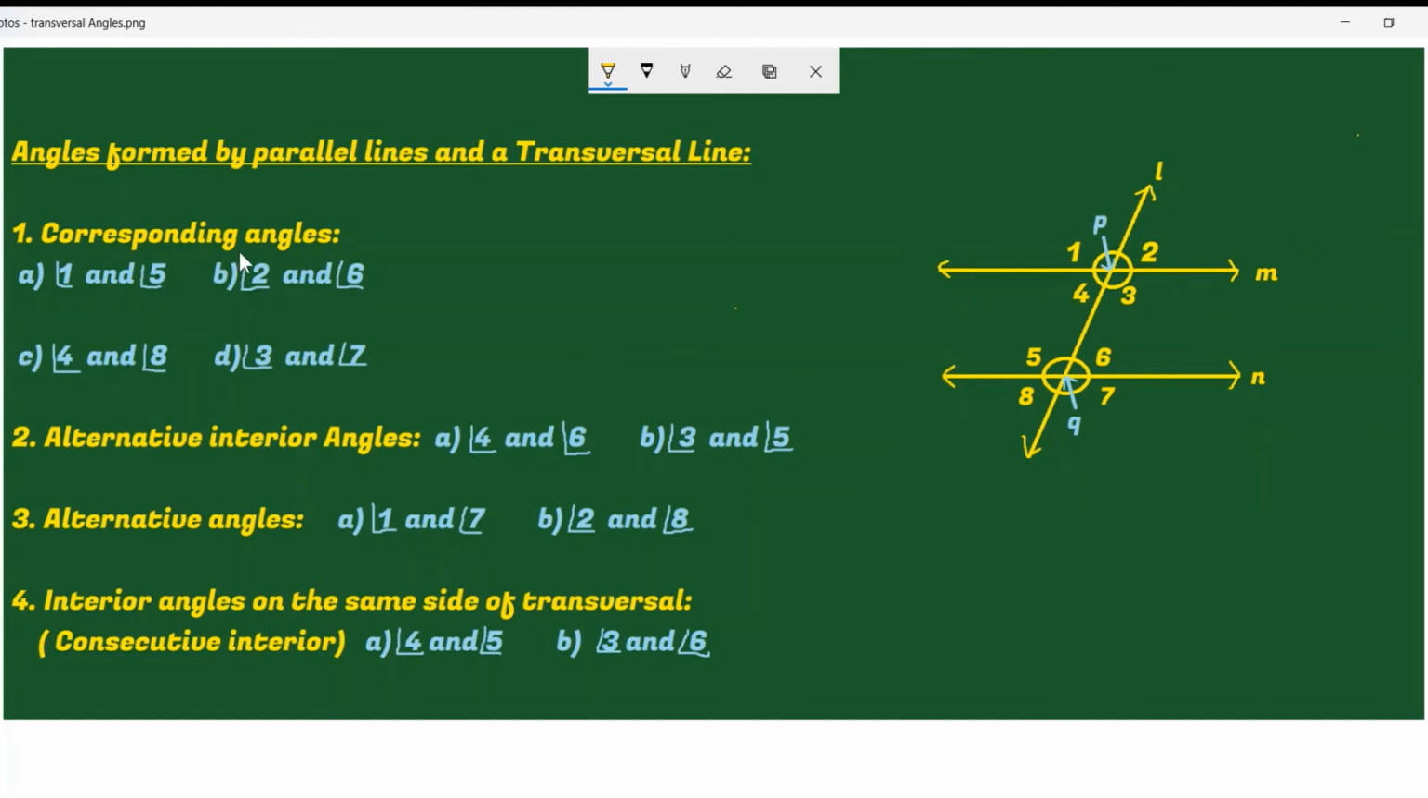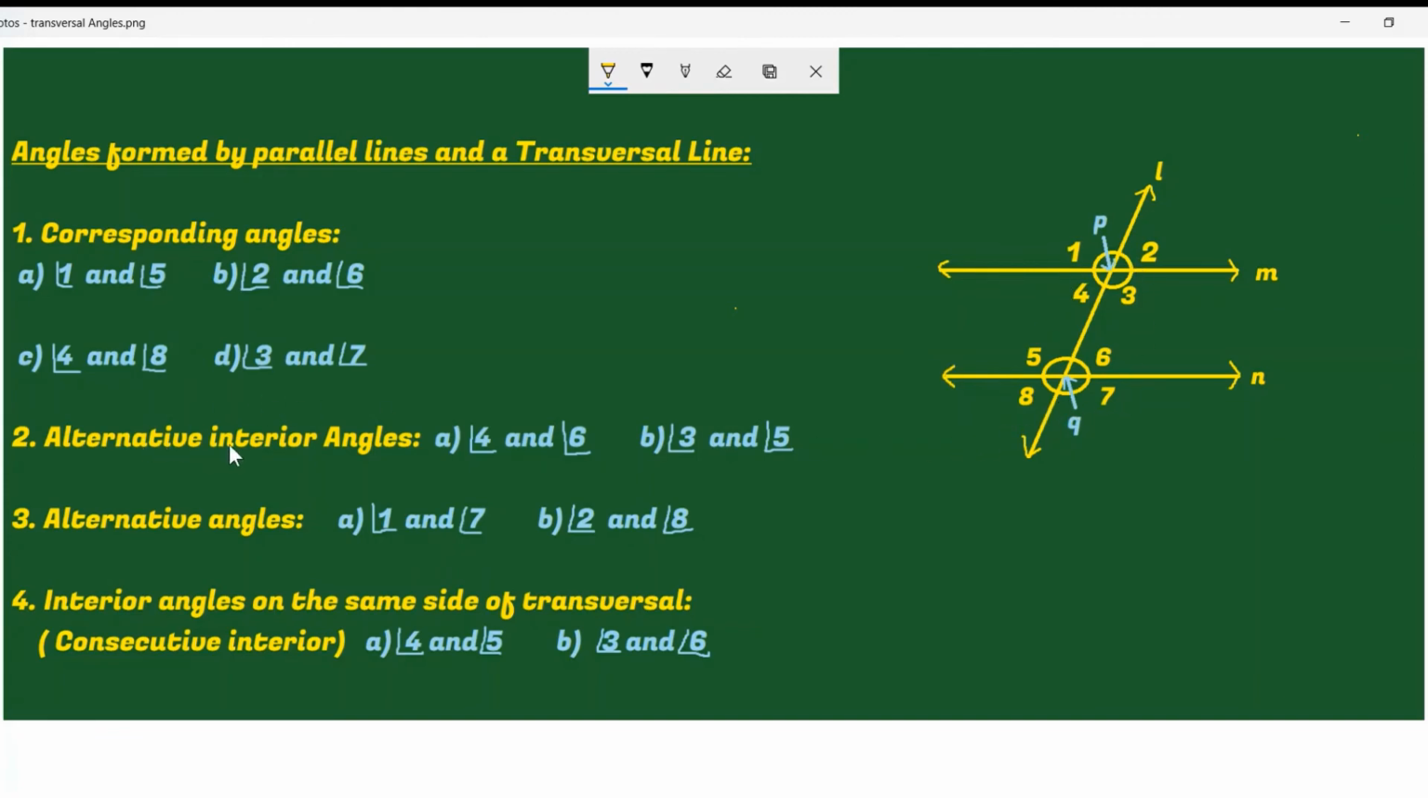First one is corresponding angles. Here there are 4 pairs of corresponding angles. Let's see what the 4 pairs of corresponding angles are. Angle 1 and 5, angle 2 and 6, angle 4 and 8, angle 3 and 7. These are the 4 pairs of corresponding angles.